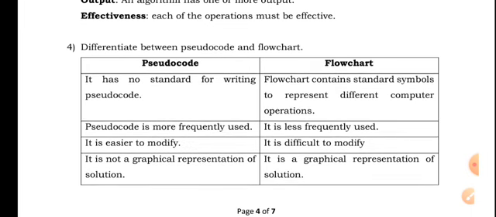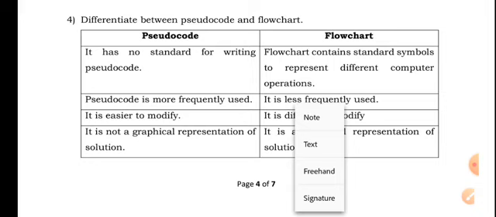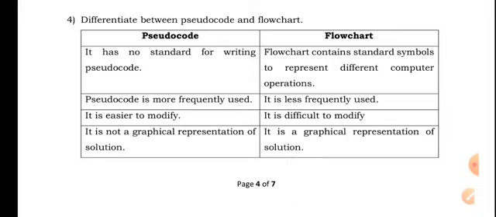The difference between the pseudocode and the flowchart. Pseudocode has no standard for writing. The flowchart contains standard symbols to represent different computer operations like input, output, process. Pseudocode is more frequently used. Flowchart is less frequently used. Pseudocode is easier to modify. Flowchart is difficult to modify. Pseudocode is not a graphical representation of the solution, but flowchart is a graphical representation of the solution.